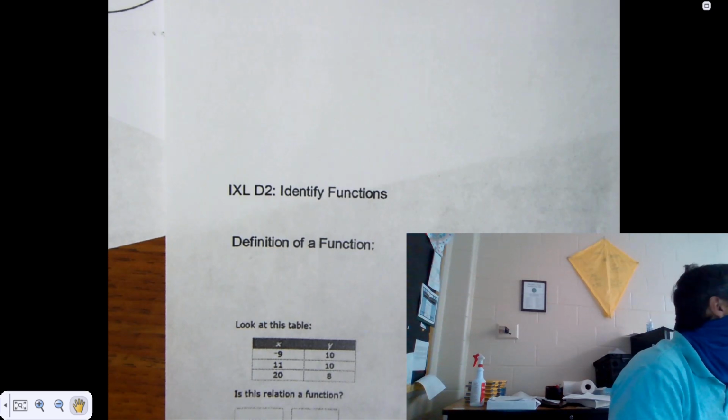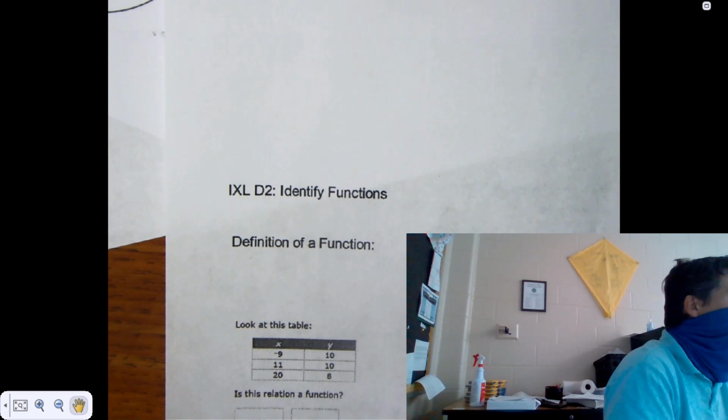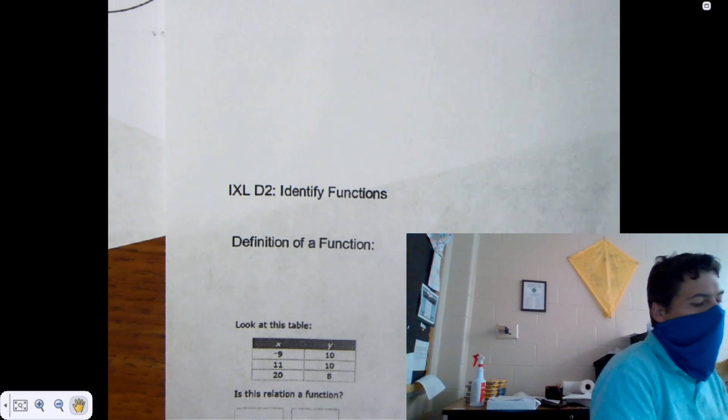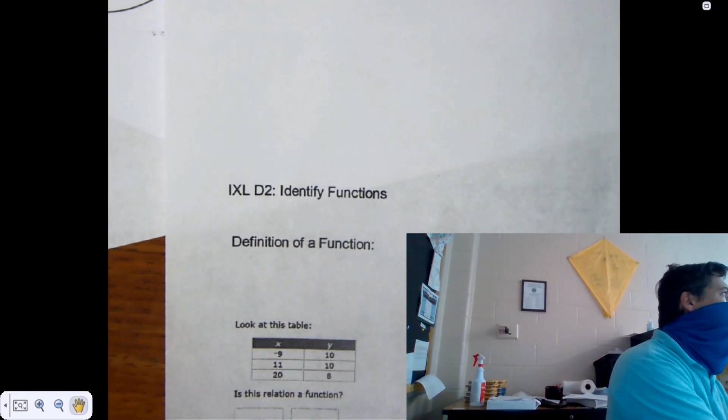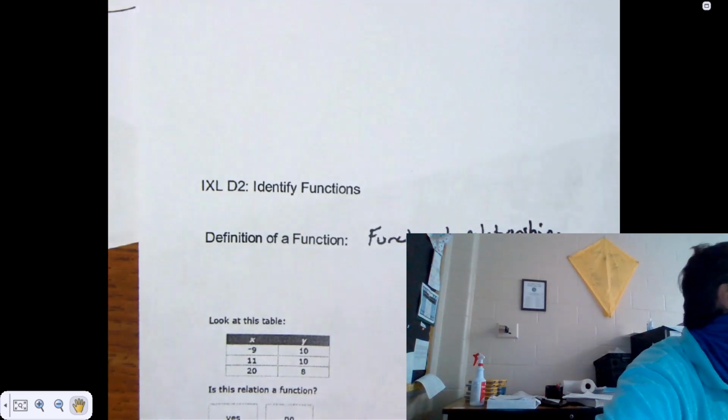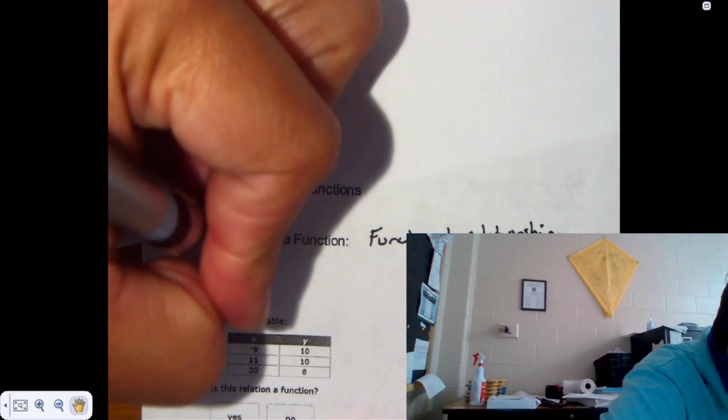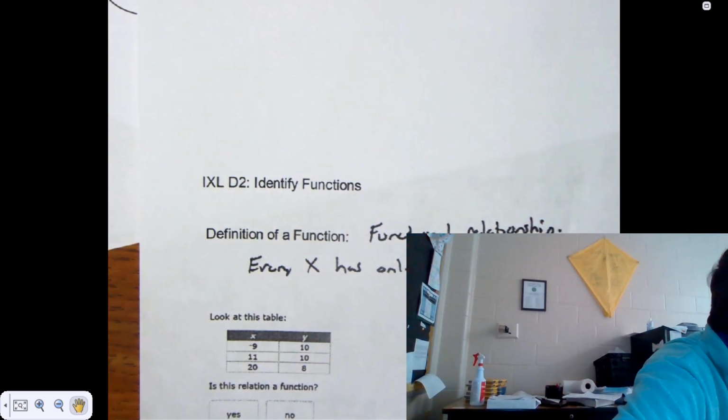Identify functions. First we're going to define a function. A function is literally a functional relationship. But it's not like the typical relationships that we have. In algebra, it's considered to be a functional relationship. What does that mean in the world of algebra? It means this, quite simply: every x has only one y. That's what's required for a relationship to be functional.